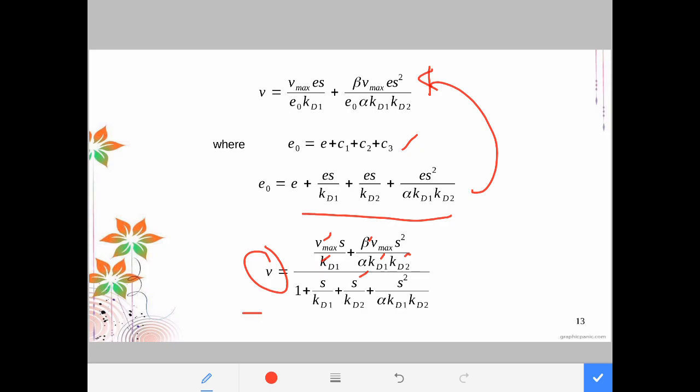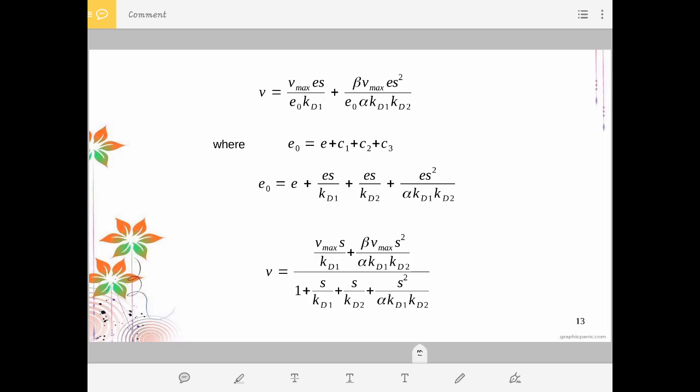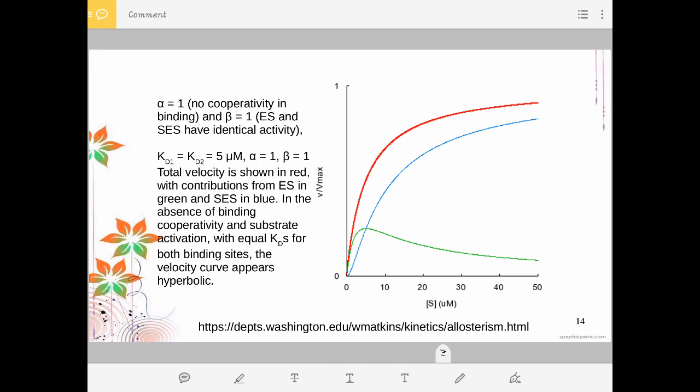So basically, all of them are constants, which can be obtained in the experiment. So we are just left with an equation. We have one dependent variable, the V, and one independent variable, S. So that's basically that. So why do we have to do that? So we can actually graph them. So the alpha is the cooperativity, and you have your beta for activity.